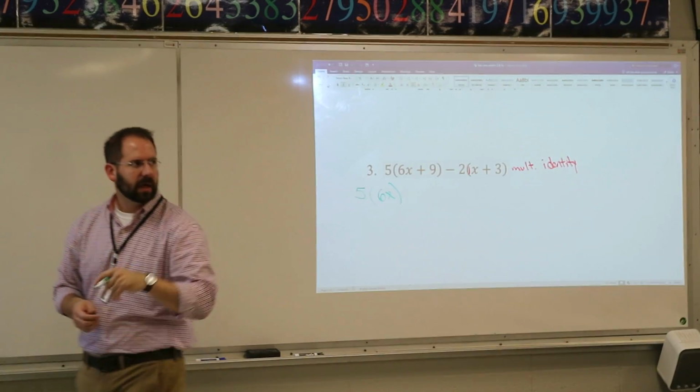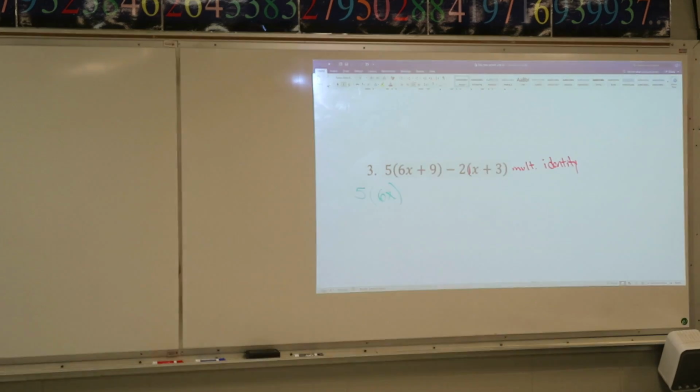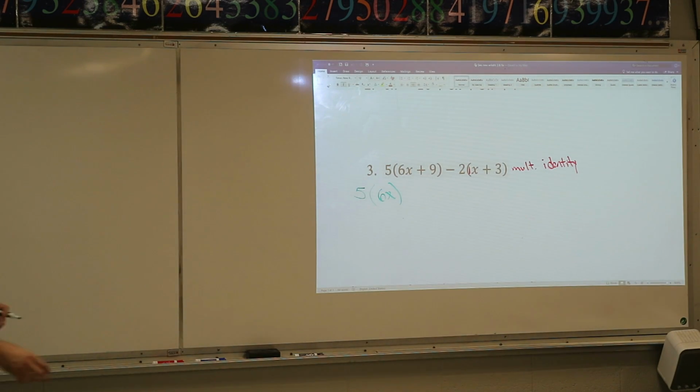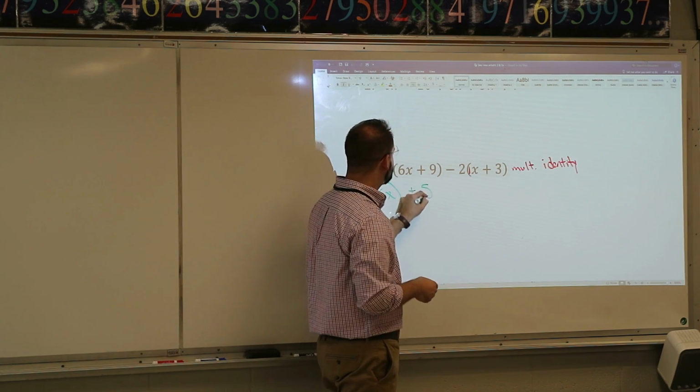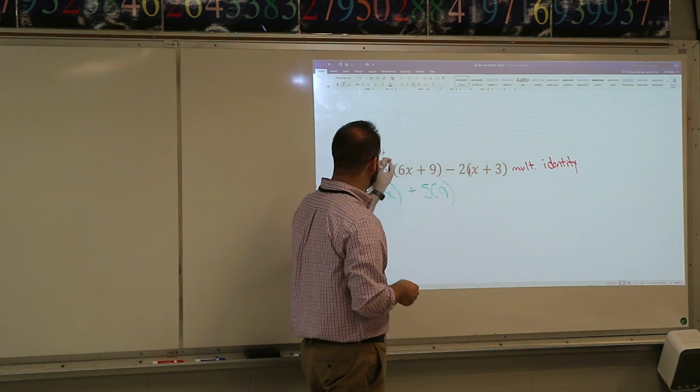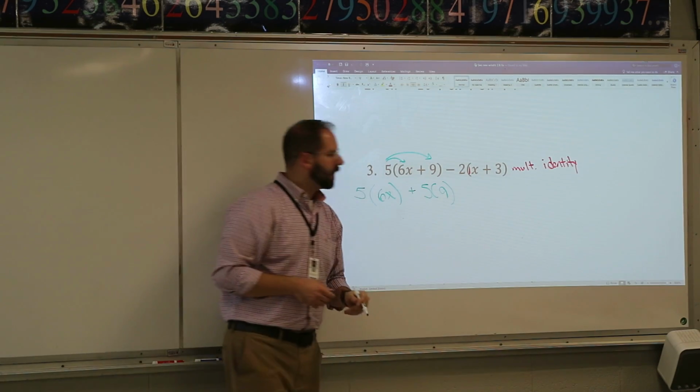So if you didn't see that, he's putting the 5 and then the 6x has to go in the parentheses. That's absolutely correct. You have to do that, and you're going to do it for each one. So now the 9 will be the next number that's in the parentheses. So the 5 goes to both of those. Does that make sense?